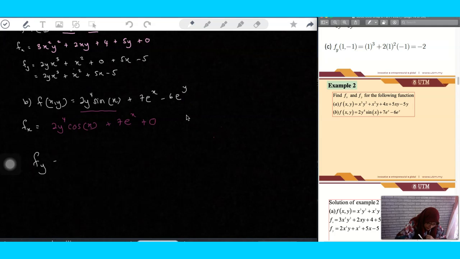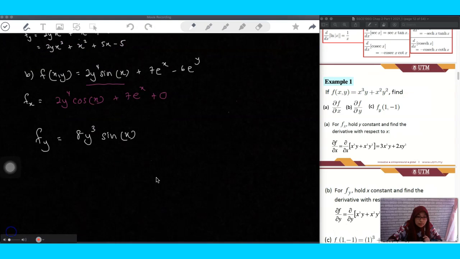Now we look at f_y. Back to the expression again. Now we are looking for y and x is constant. Where can you see the y? Only in the power of 4 function, and sin x here is constant. So because sin x is constant, you just copy sin x and differentiate y^4 with respect to y. So 8y cubed. Okay, so that is for the first term.